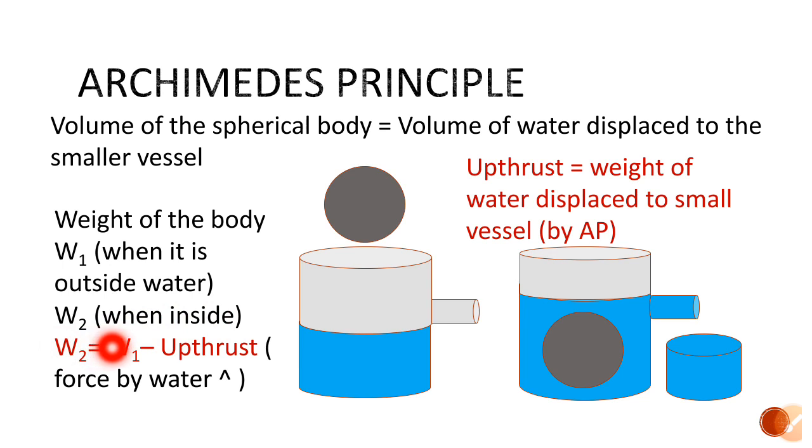The initial weight W1 is subtracted with the upthrust. That means whatever the force applied by the water is subtracted from the original weight W1, and then we get W2, which is the weight inside the water. So this upthrust is nothing but the loss in weight. W2 is less and W1 is greater as compared to W2. W1 is the actual weight outside the water, and W2 is the weight when the object is inside and the upthrust is acting on the object.